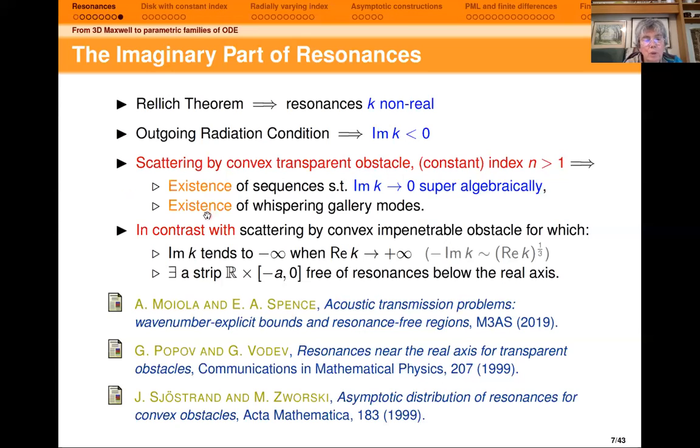It is in complete contrast with the scattering by a convex impenetrable obstacle, where the imaginary part of K stays away from the real axis, and if I understand correctly, it behaves like the third root of the real part. There is a strip completely free of resonances. I wrote here some papers, among many others, which deal with these problems.